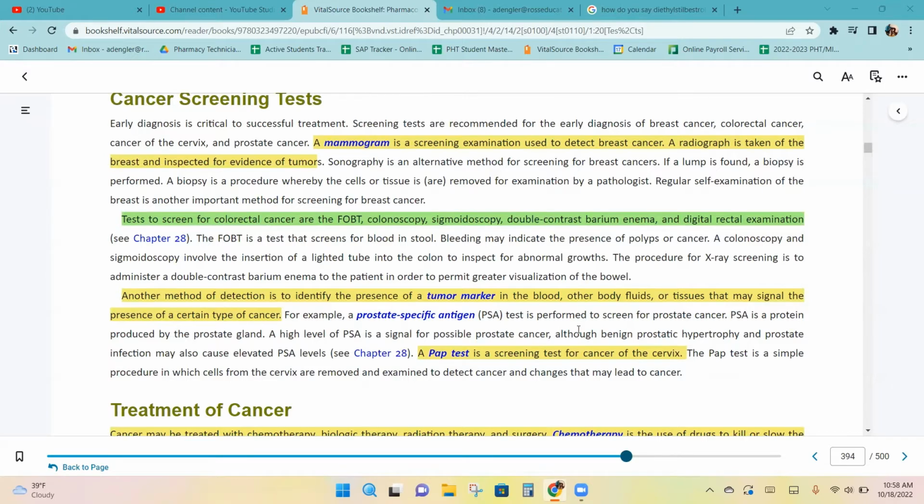If a lump is found, a biopsy is performed. A biopsy is a procedure whereby cells or tissues are removed for examination by a pathologist. Regular self-examination of the breast is another important method for screening for breast cancer. Tests to screen for colorectal cancer are the FOBT, colonoscopy, sigmoidoscopy, double contrast barium enema, and digital rectal examination.